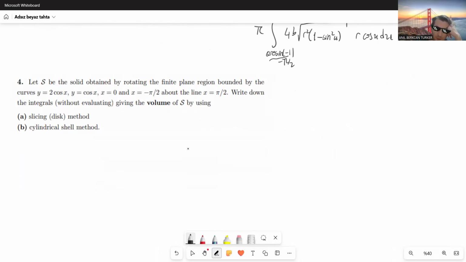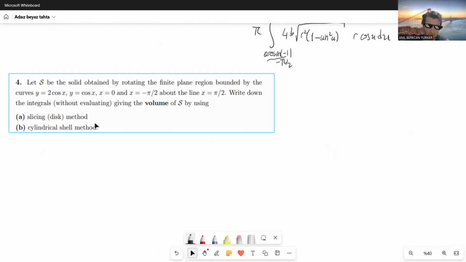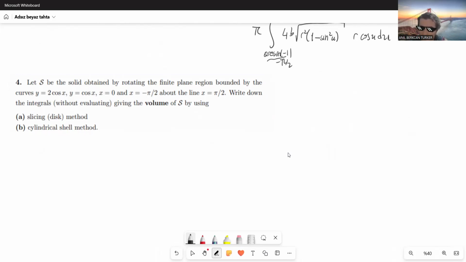Bounded by the curves y equals 2 cosine x, 0. Let me draw this via some program. Okay, since we are online, 2 cosine x, cosine x, 0, x equals 0, x equals pi over 2. Okay, let me just show you this region.